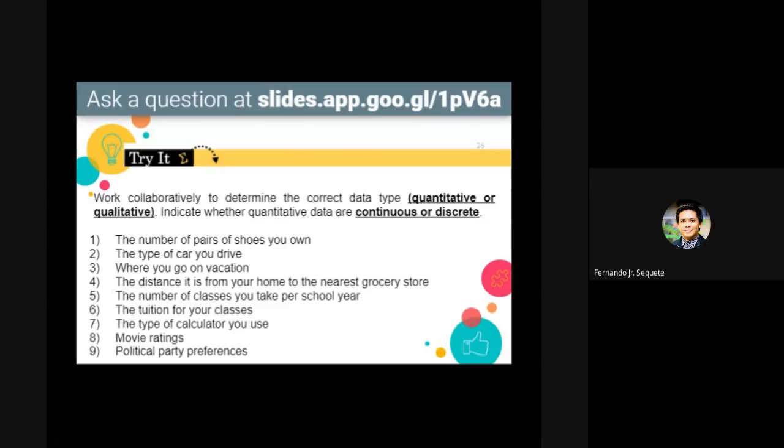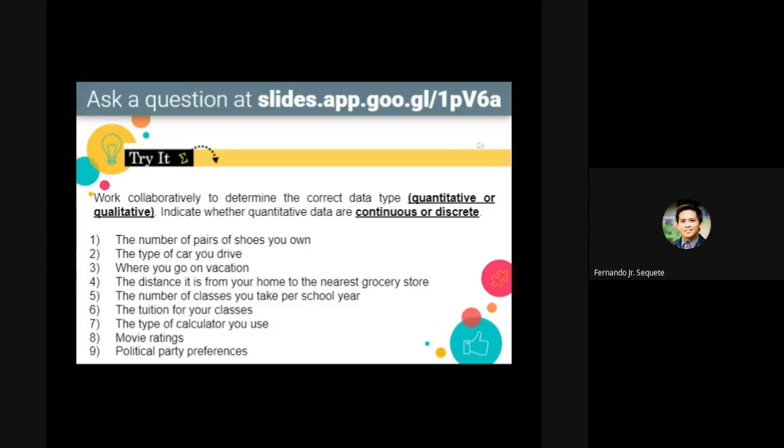You can take note of that. Number three, where you go on vacation. Qualitative, sir. Qualitative, no? Okay, because the answer to where is a place, no? So that's qualitative.